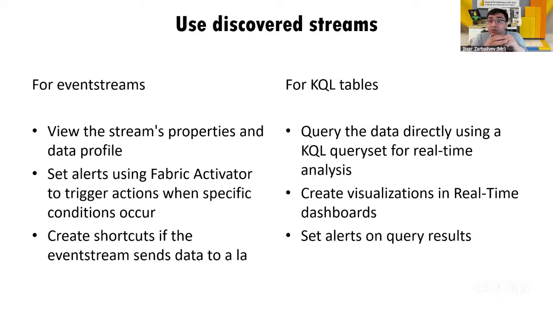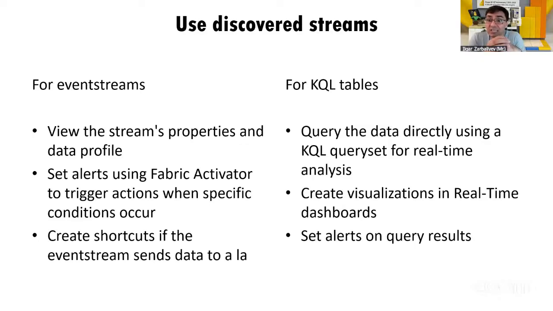For event streams, you can review stream properties and data profiles to better understand the incoming data. You can also use Fabric Activator to create alerts that automatically trigger actions when specific conditions occur, such as inventory dropping below a threshold or a sensor exceeding a critical value. If the event stream is delivering data into a Lakehouse, you can create shortcuts and incorporate that data into your existing analytics workflows.